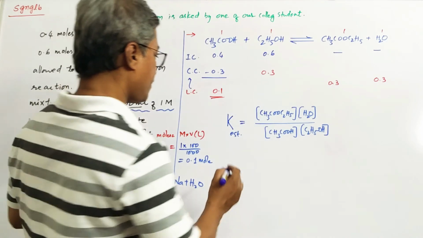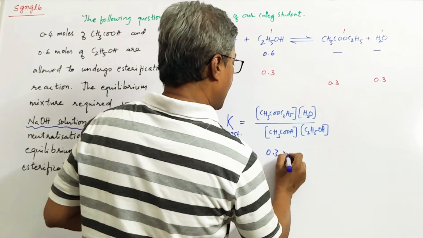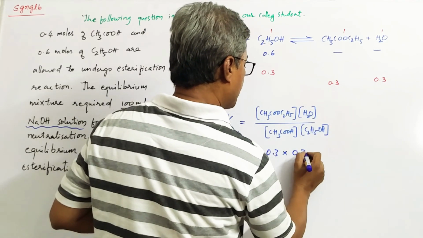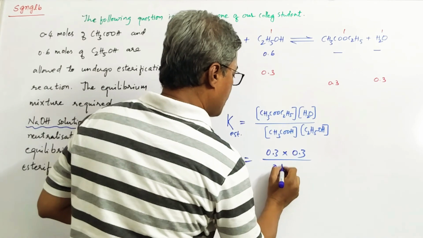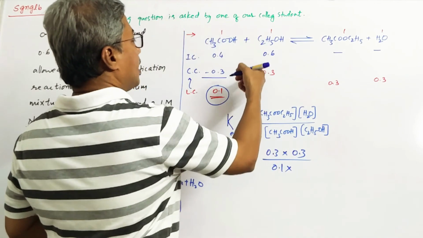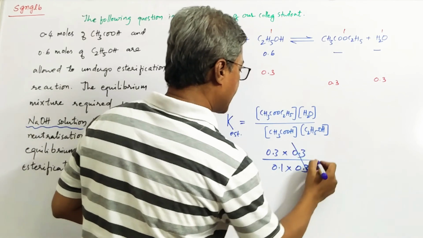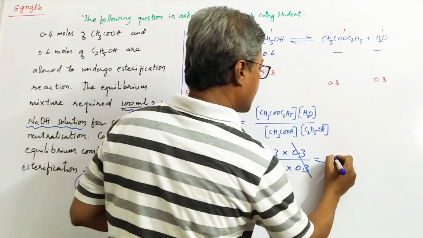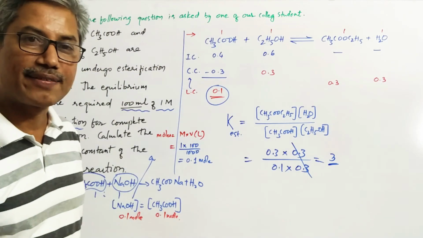Put those values here. This is equal to ester concentration 0.3 mole into water concentration 0.3 mole divided by ethanoic acid left out, how much? 0.1 mole into ethanol concentration, how much? 0.3 left out. These two get cancelled. Decimals get cancelled. So 3 is the value of the equilibrium constant.